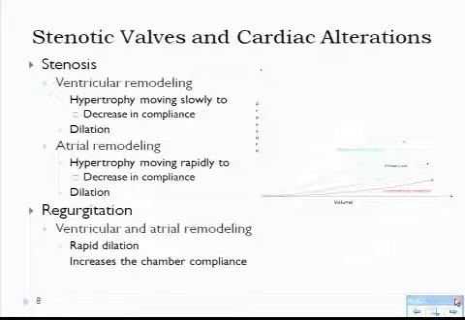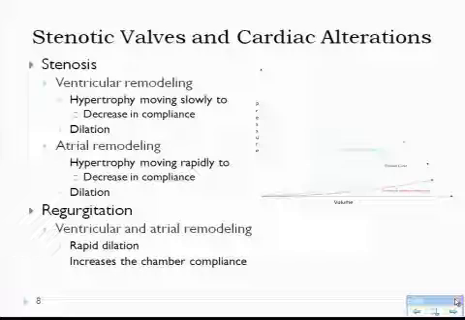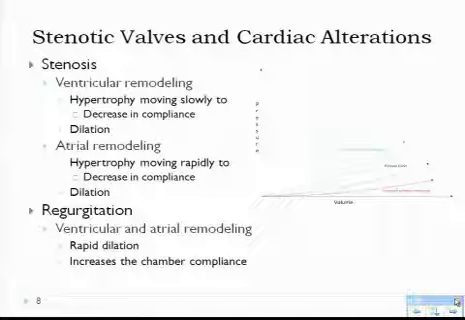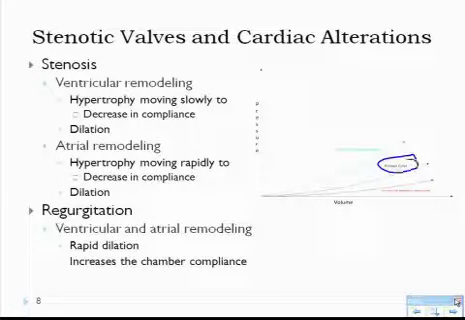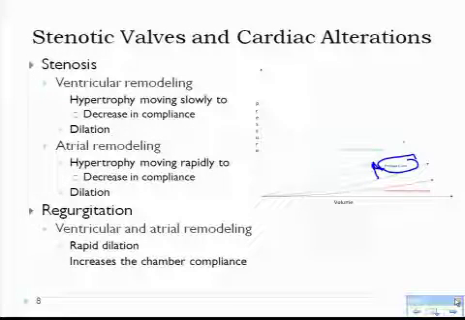Now, let's look at stenotic valves and what happens with cardiac alterations. Okay? If you develop stenosis and you're looking at the ventricle, the first thing that you'll get is what's called remodeling. Okay? The ventricle will remodel by hypertrophy. Okay? The hypertrophy moves the actual compliance curve up. So instead of seeing the normal position, which is, let's say this is the normal preload curve here, okay, the actual curve will shift upwards. Okay? It'll actually go up.